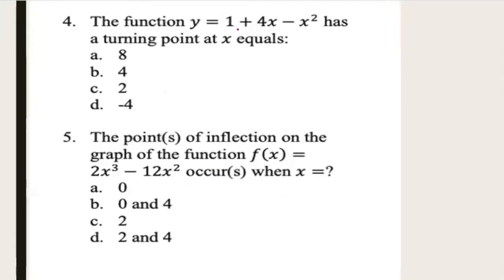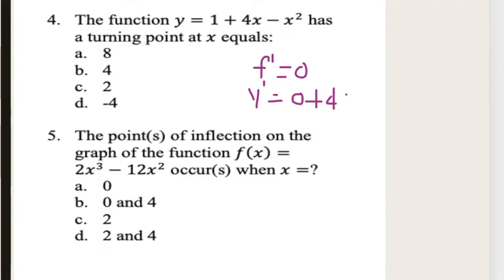The function y equals 1 plus 4x minus x squared has a turning point at x equals what. Now, a turning point is when f prime is equal to 0, or in this case, y prime equals 0. So we differentiate this. When we differentiate 1, that gives me 0. When we differentiate 4x, that gives me 4. And then when we differentiate minus x squared, it will give me minus 2x.